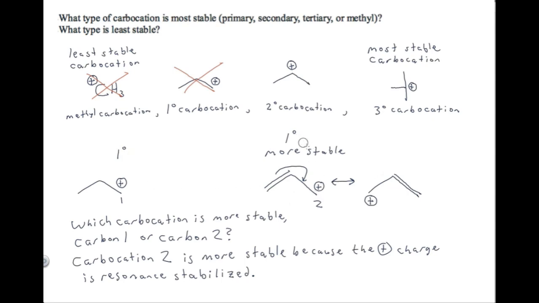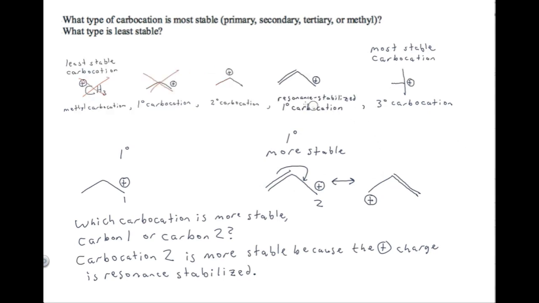Okay, so resonance stabilizes carbocations, and in fact it turns out that a resonance stabilized primary carbocation is even more stable than a secondary carbocation. And of course, a resonance stabilized secondary carbocation would be even more stable than this, and a resonance stabilized tertiary carbocation would be the most stable of all.